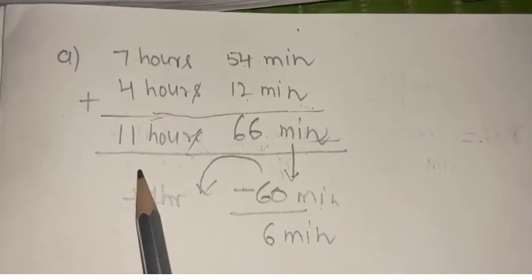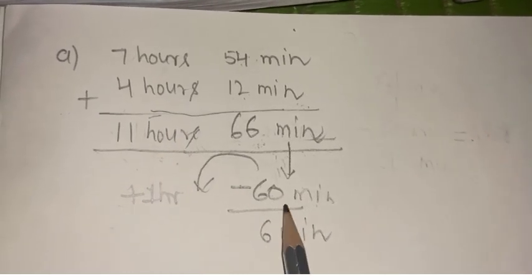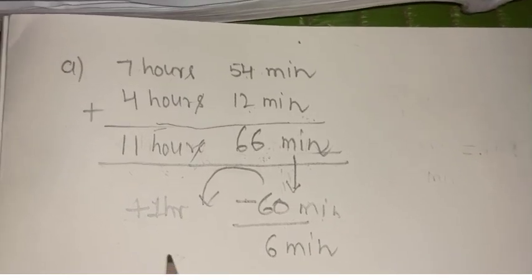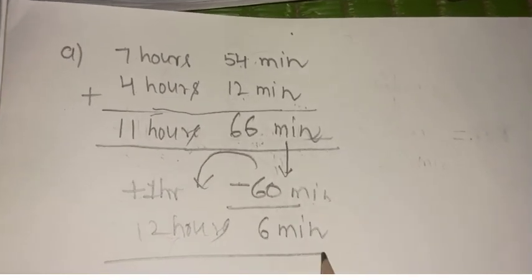Why are we not adding 60 here? We cannot add 60. Why? Because this is our section. So 60 minutes is equal to 1 hour. So 11 plus 1 is equal to 12 hours. So your final answer will be 12 hours 6 minutes.